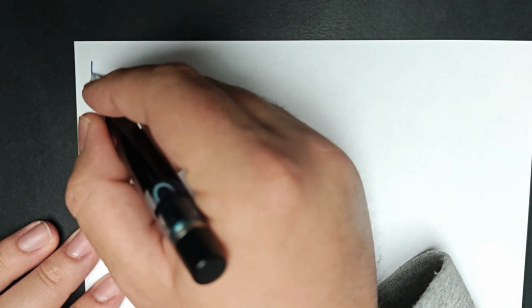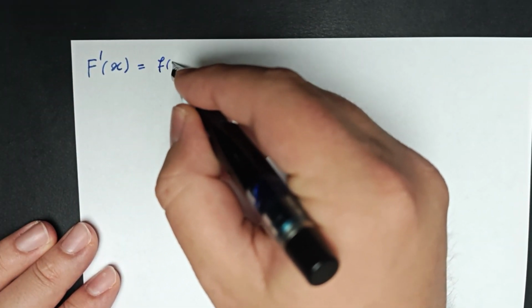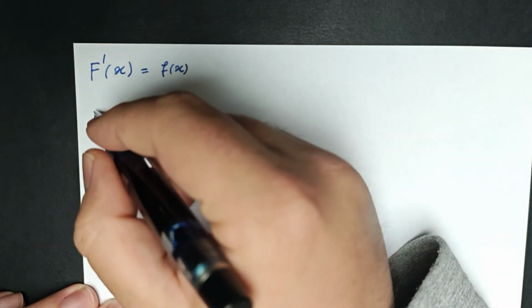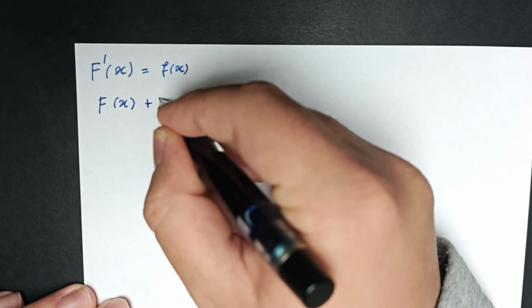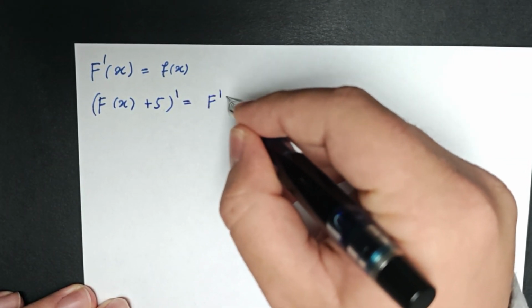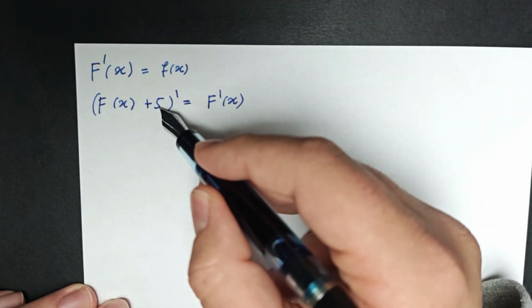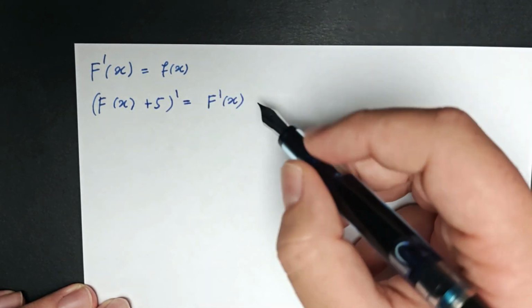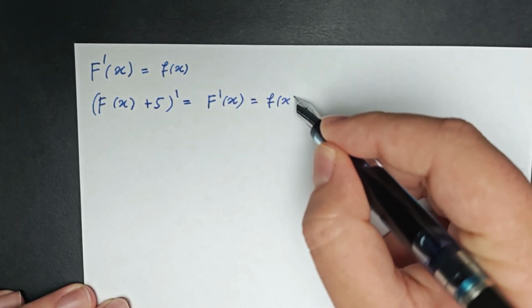Mathematically speaking, if we have some function F of x, F is capital, and we take its derivative, we get the function f of x, f in lowercase. So the process of the derivation gave us one specific function. But take a look at the function F of x plus 5 and take its derivative. That is just f of x, as the derivative of any constant is 0. So this is just f of x.